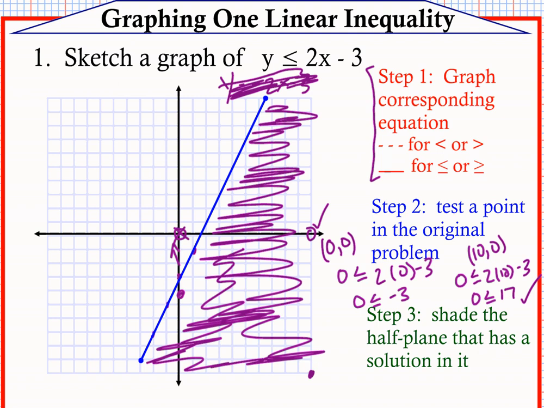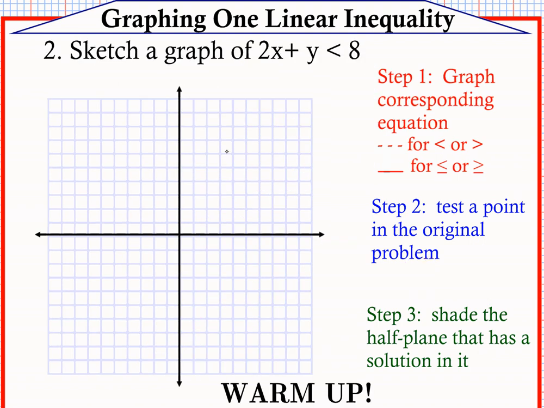All right, one more example. We want to sketch the graph of 2x plus y is less than 8. So we're going to graph this just like we would have graphed the equation 2x plus y equals 8, except we're going to use a dotted line because we have a strictly less than sign. So that line looks like this. It has an x-intercept of 4 and a y-intercept of 8. And we're going to connect those with a dotted line.